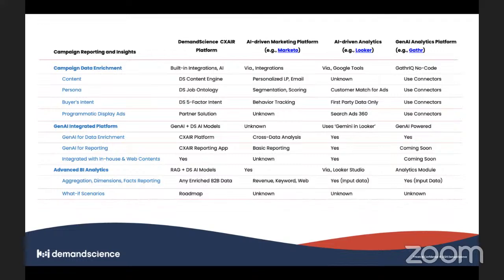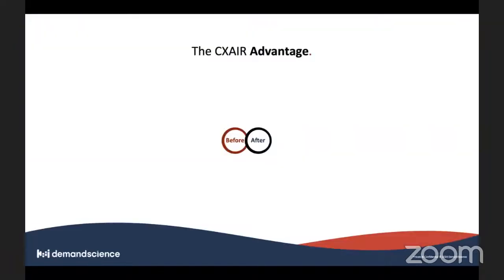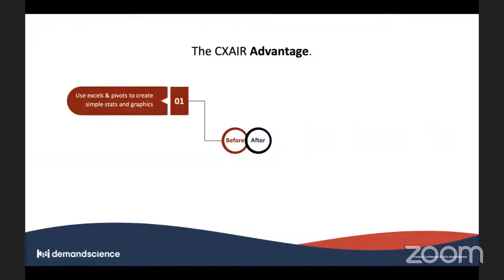On the other side, Google Looker and AWS QuickSight are very powerful LLM-driven, Gen AI-driven platforms, but they do not have the capability to enrich data the way we do. And then there are some social media analytics, LLM-driven platforms as well. We don't really work in that space.